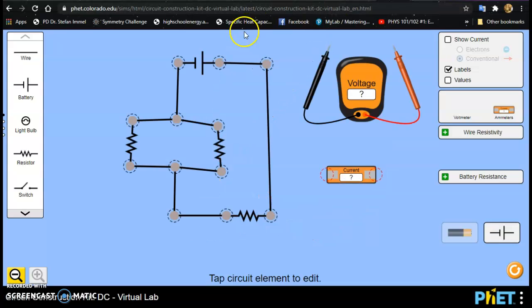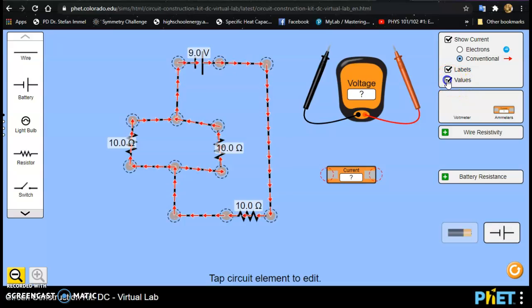Okay, now what about for a combination circuit? When you have combination circuits like this, here I have 2 resistors that are in parallel, and then this parallel connection is in series with the resistor that's in series with the battery. So let's see how current flows. Current flows out of the positive end of the battery, because this is conventional, through the resistor, and then the current has to split at this junction.